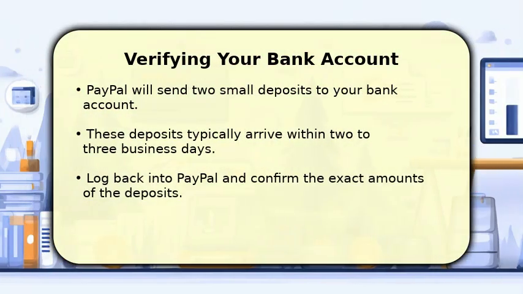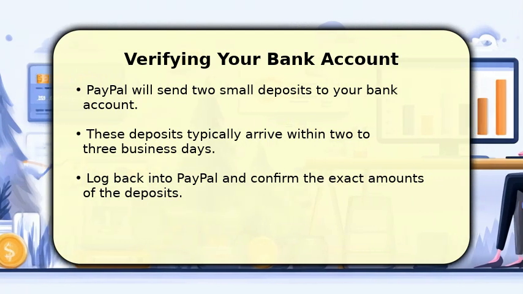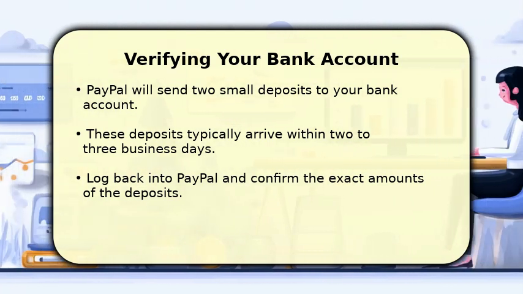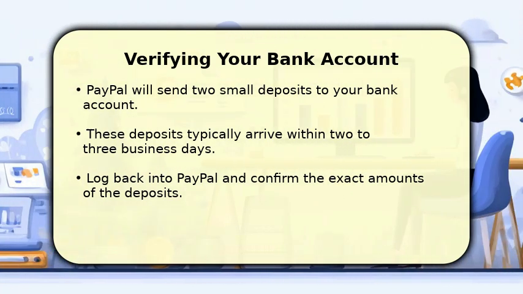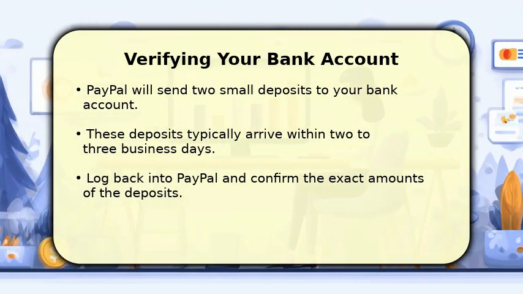After entering your bank details, PayPal initiates a verification process. They will send 2 small deposits, typically less than $1 each, to your bank account. These microdeposits usually appear within 2 to 3 business days.